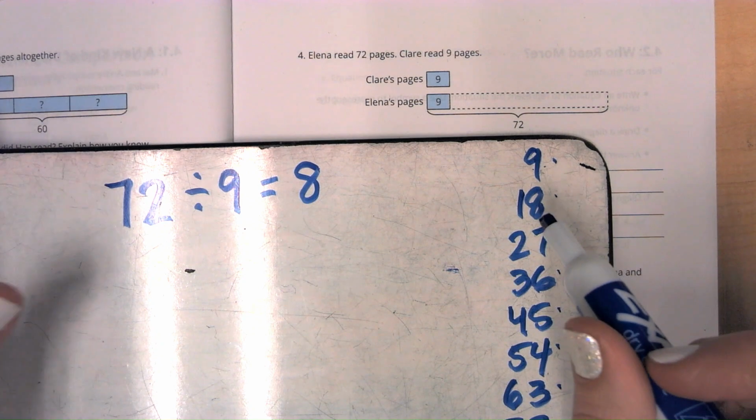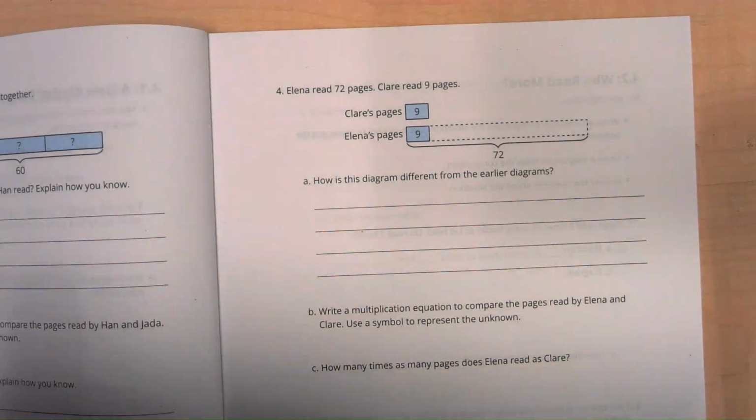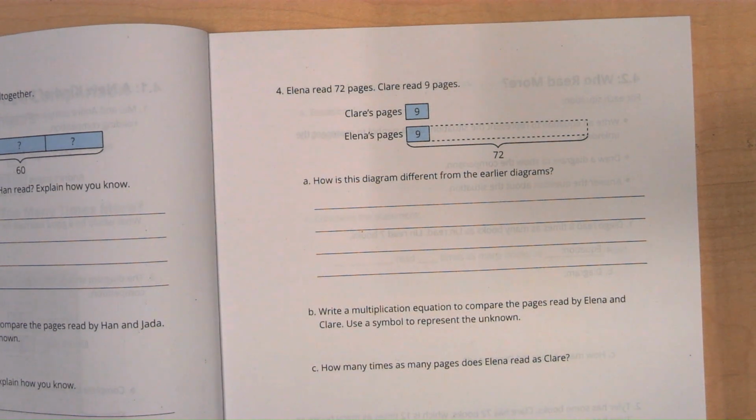That is how you use multiplication and division. Multiplication is on pages 16 and 17. Division is on pages 18 and 19 in your workbook. Multiplication and division with multiplicative comparisons.